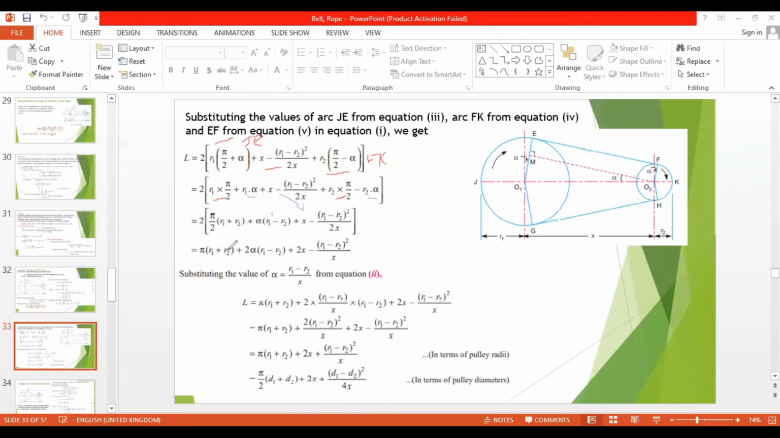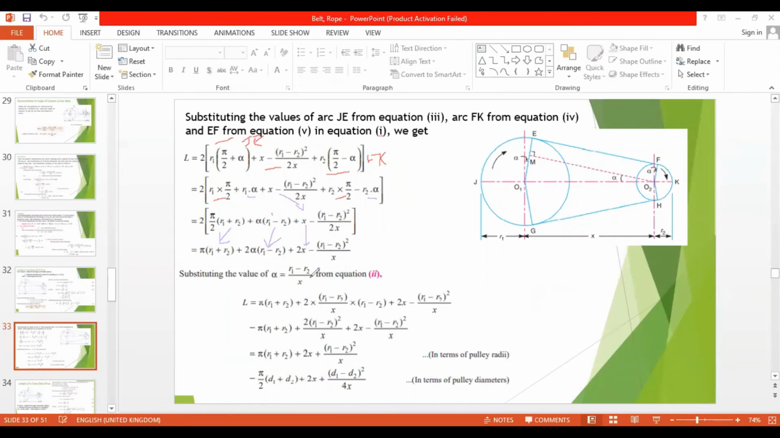Pi into r1 plus r2, right? Why? When you are taking the brackets out, these two will come in, and these two and these two will be cancelled. So you will have pi into r1 plus r2, that is here, right? 2 into alpha into r1 minus r2, right? That's here, right? 2 into alpha into r1 minus r2, 2x, right? 2 into x, 2x. When you multiply with these two, these two will be cancelled, so you will have r1 minus r2 whole squared upon x.